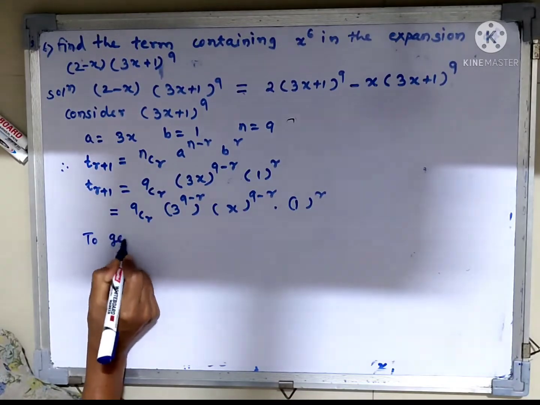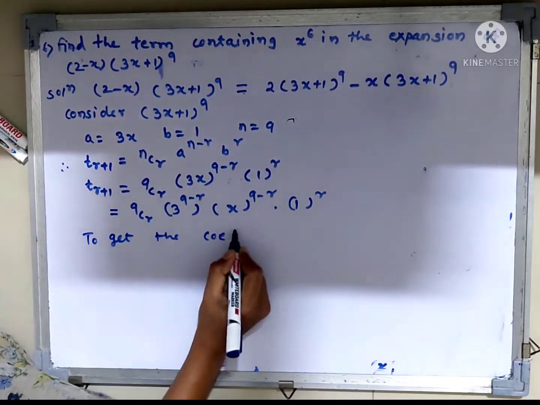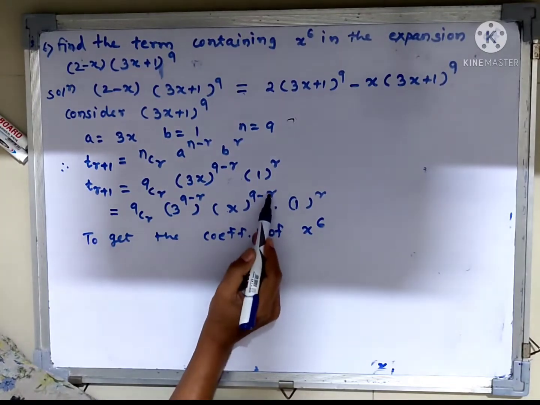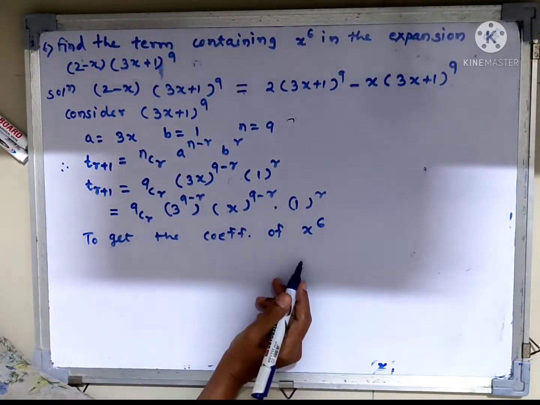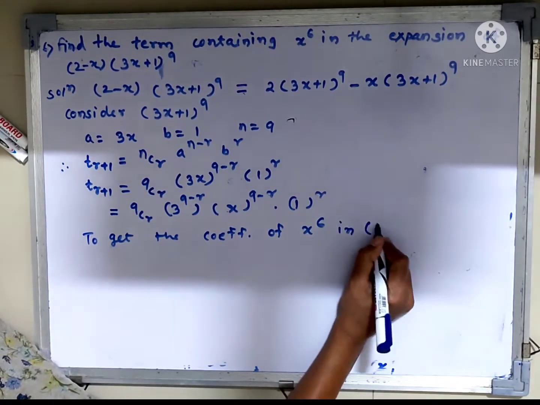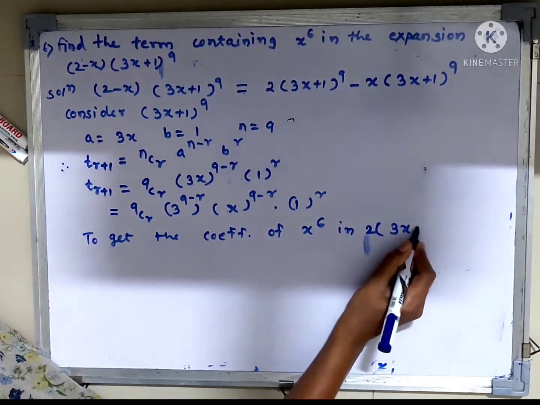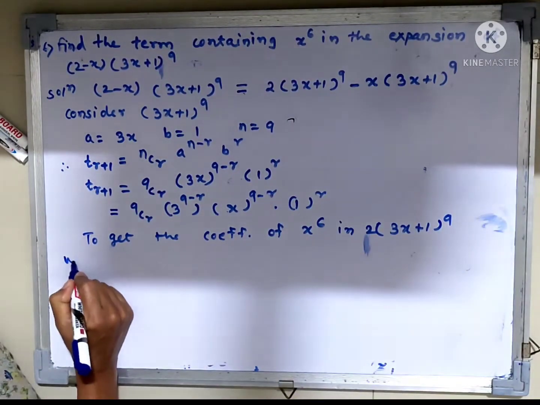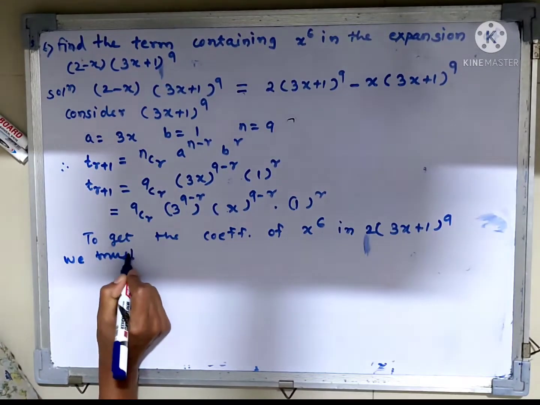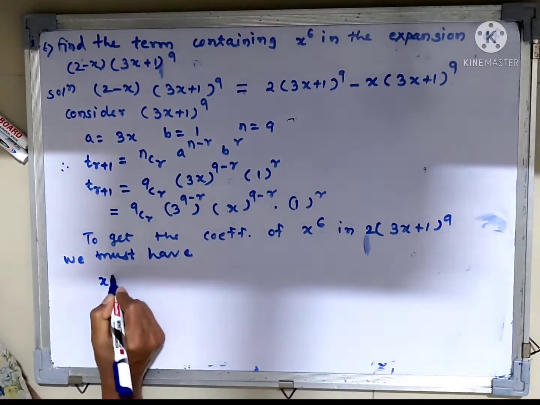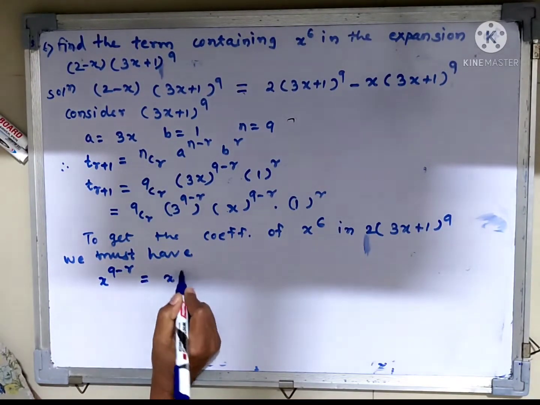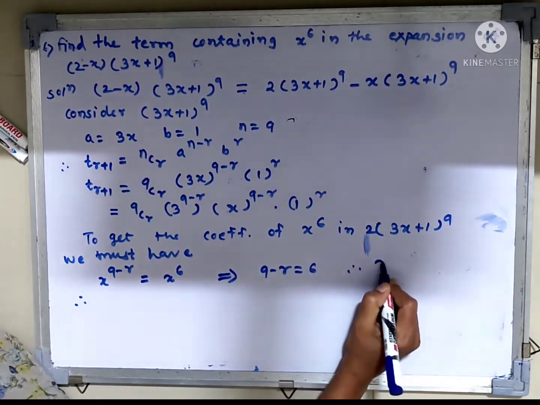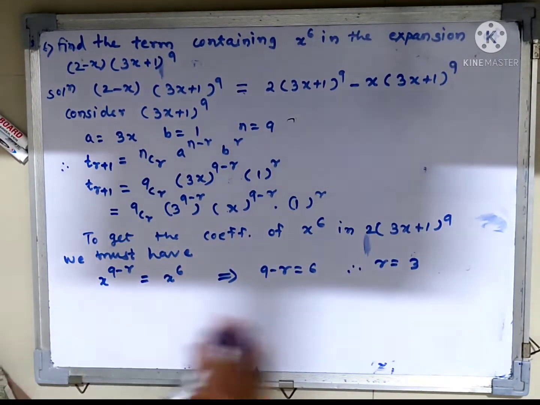to get the coefficient of x raised to 6. x raised to 6 is needed here, so what value of r is needed? 3 is needed. Okay, in 2 into (3x plus 1) raised to 9, we must have x raised to 9 minus r, which is equal to x raised to 6. Therefore 9 minus r is equal to 6. Therefore r is equal to 3. What value of r is needed? 3.